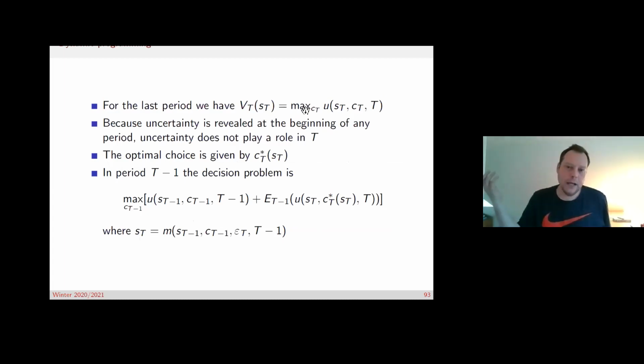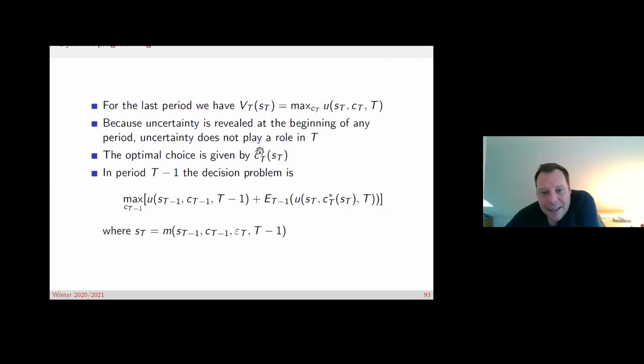Okay, there's no shock anymore. I know what to do, and I know that the value in the last period is just the contemporaneous utility in the last period. So the only thing I do is pick my optimal control, which is then just a function of the state that I'm in the last period. Okay, so I know what to do optimally.